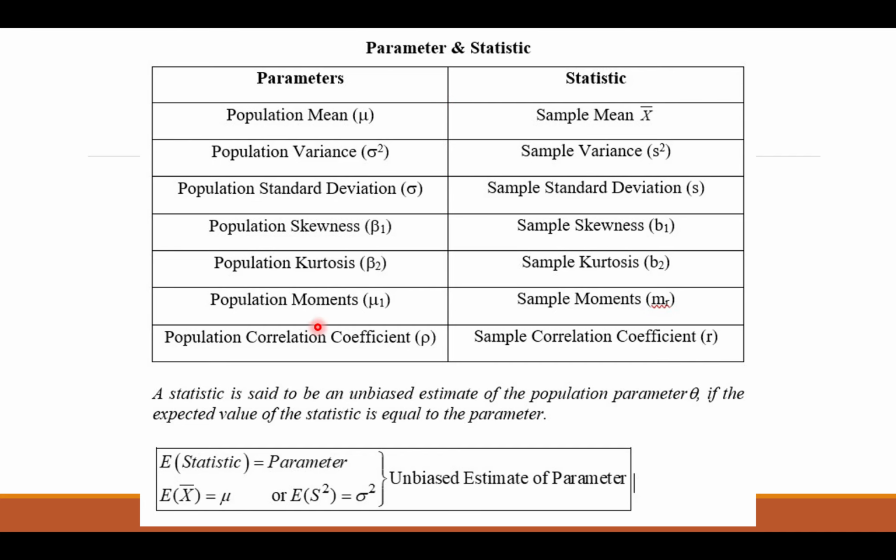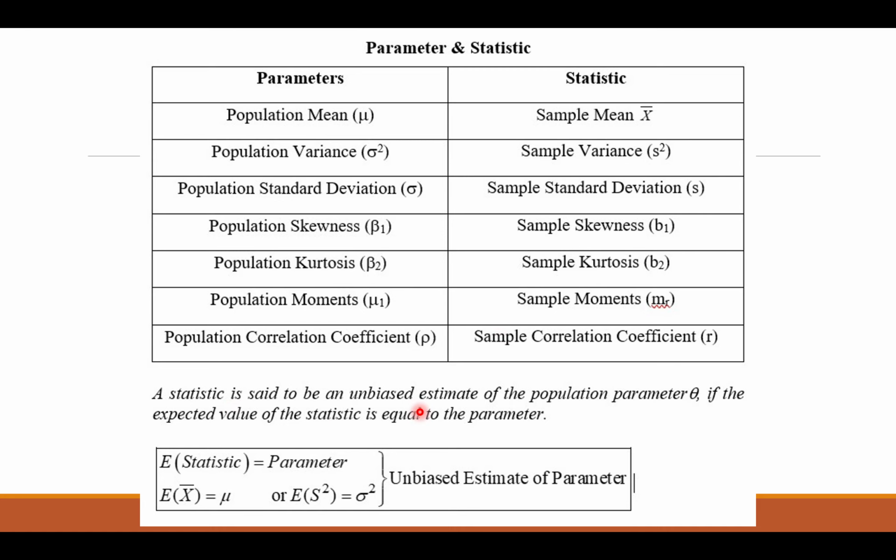So we can see that these are the parameters and these are the statistics. Like the population mean is the population parameter. In the sample, it is the sample statistic, the sample mean. Population variance, sample variance. Population standard deviation, sample standard deviation, and so on.